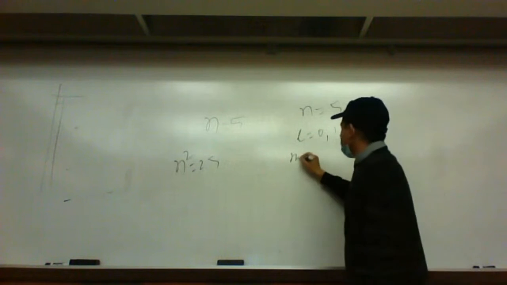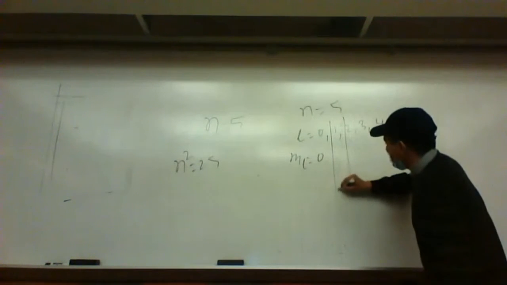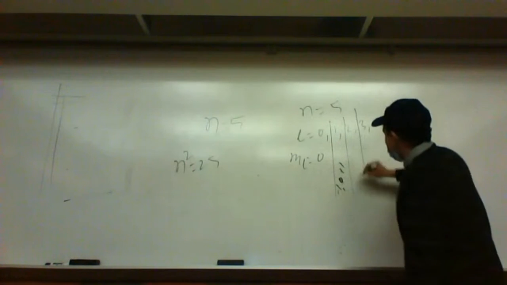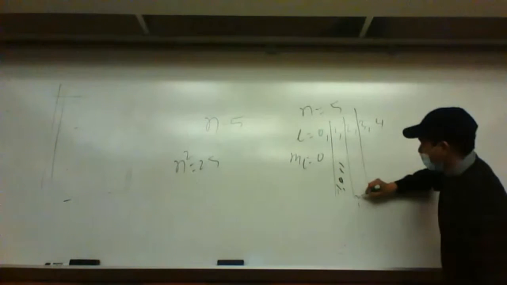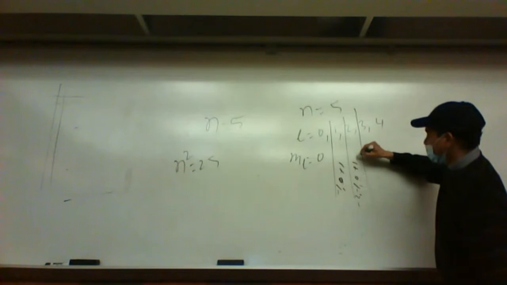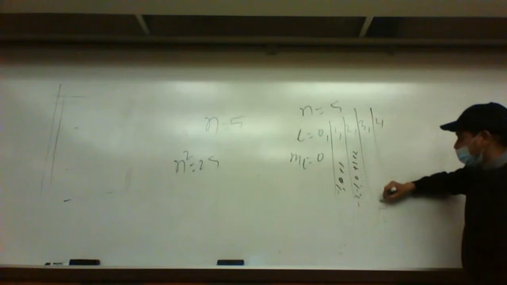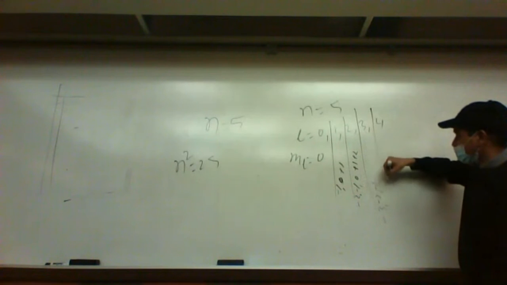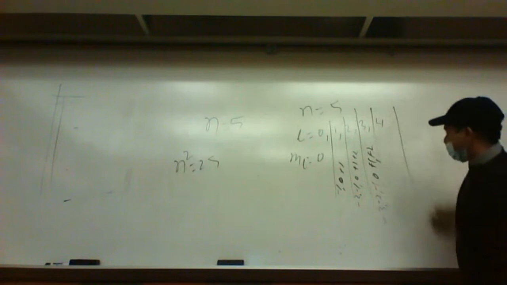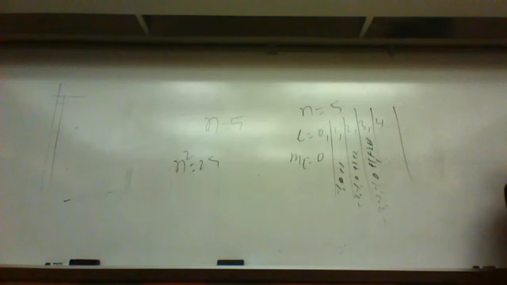And then you need to write the ml values. From 0 comes 0. From 1 comes -1, 0, +1. From 2, -2, -1, 0, +1, +2. From 3, -3, -2, -1, 0, +1, +2, up to +3, right? From -3 to +3, right?